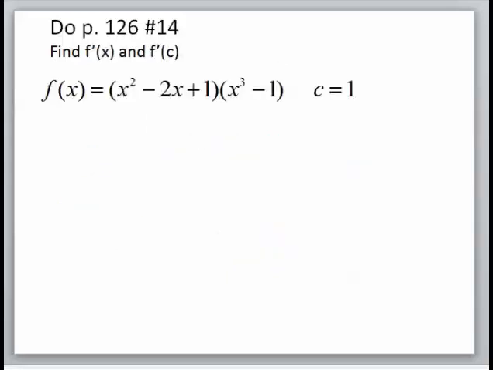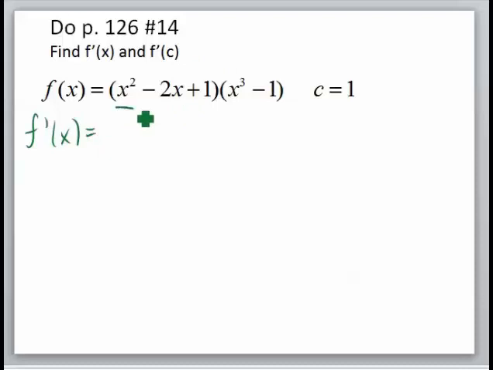The next problem, it's asking me to find f prime of x and f prime of 1. Now, there's two ways you can do this. You could FOIL this all out. I'm not going to because it's going to give me 6 different terms, and I might be able to add some of those together, and then I plug in 1. I'm just going to see if I can just use product rule to come up with my answer more quickly.